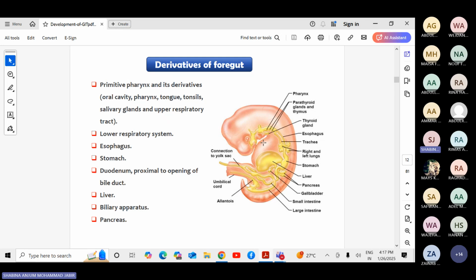This is a more advanced stage in which you can nicely see the different shapes of the organs that have developed. Like this is the liver. Now you can see this midgut tube, which has become more tubular with some rotation. And here you can see the developing respiratory bud, which is going to give rise to the trachea and lungs.